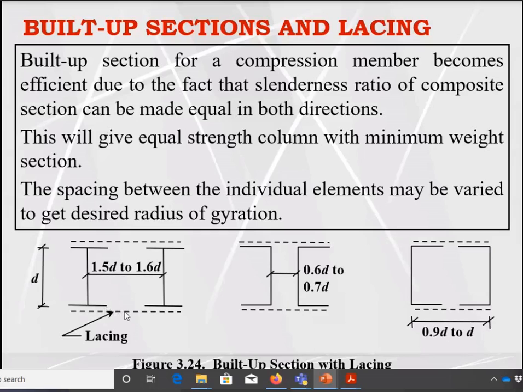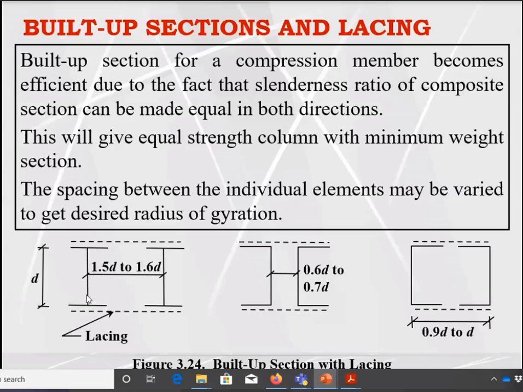Why is it shown by a dash line? Because we ignore the cross-sectional area of the lacing while computing the gross area of the cross section. Gross area will be just equal to the area of these two I sections, ignoring the lacing. And lacing is only used to transfer the shear stresses from one section to the other. So there is a guideline.